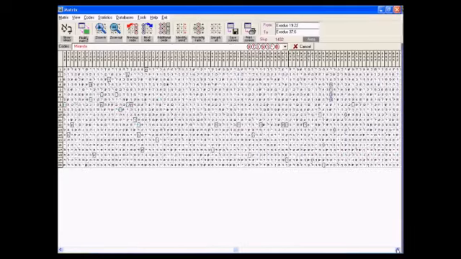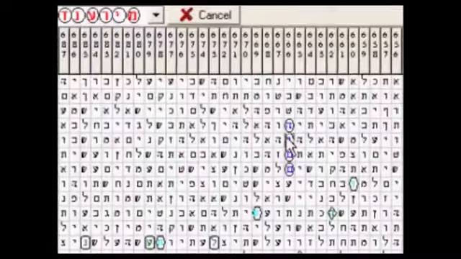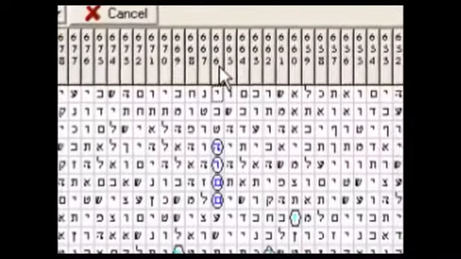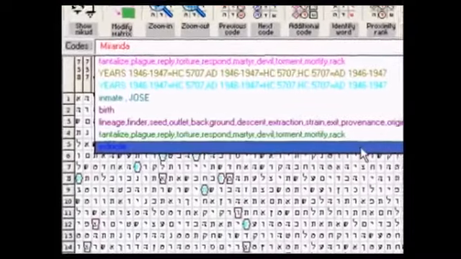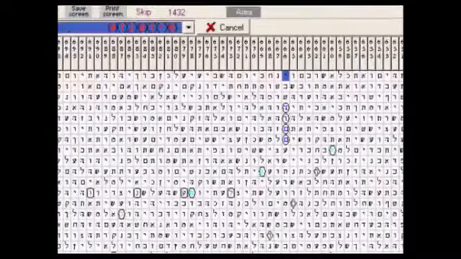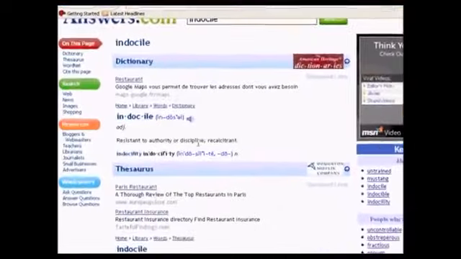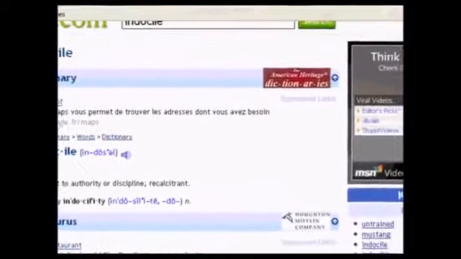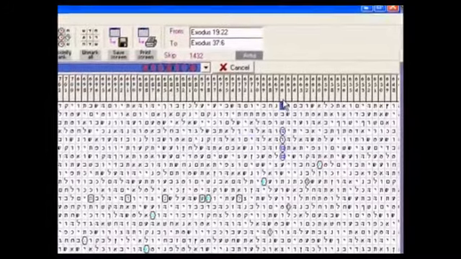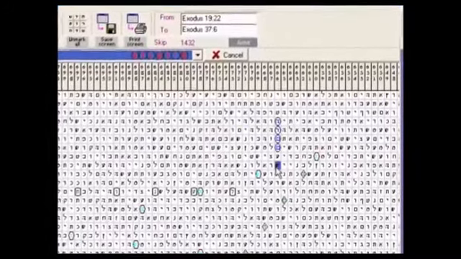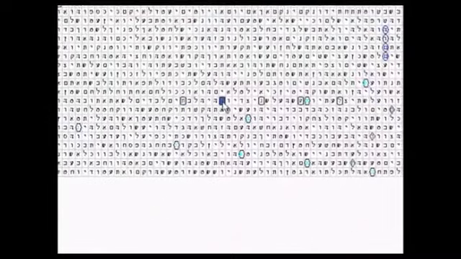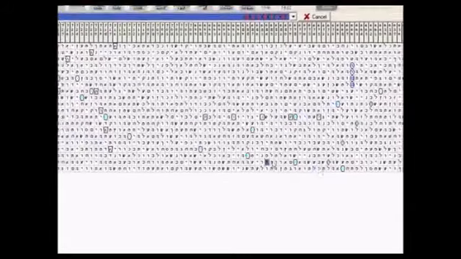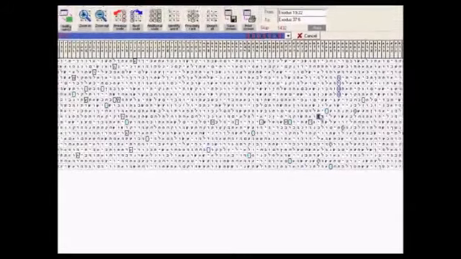Number 666. Guess what that word is? Indocile. Indocile means resistant to authority or discipline. Who does that sound like? That sounds like the devil to me, Lucifer. He did not listen to God. He fell here and tried to make his own offspring with man. Resistant to authority and discipline.